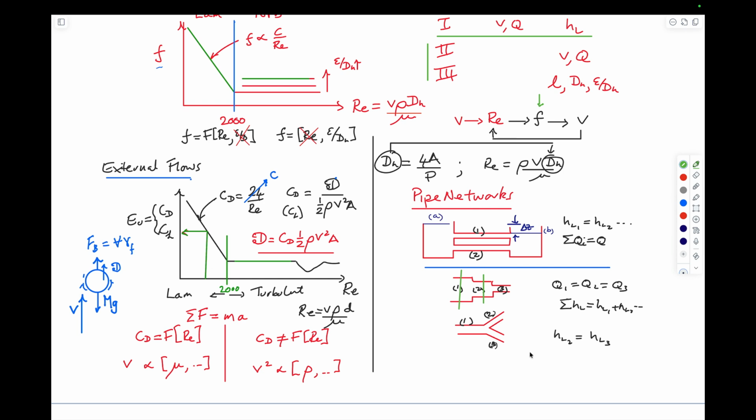For branch networks, you need to realize that since this pressure is the same in both pipes and the ending pressure is different but the same in each of those pipes, then the head losses in these two segments have to be the same. So you end up writing two equations and solving for this value of head at this location as being the same magnitude for both of these exit networks. Okay?